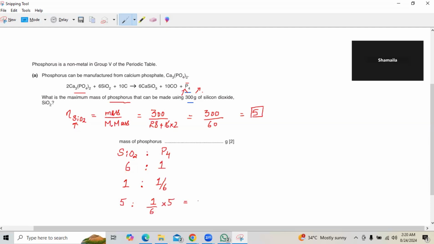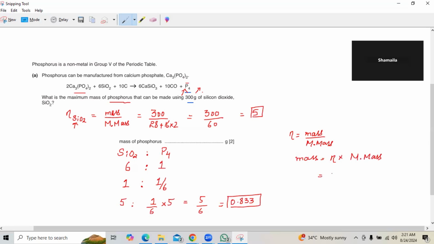What does 5 by 6 come to? Kindly find it from the calculator. What is the answer? The answer of this is 0.833. Now, what we need to do is find the molar mass of phosphorus. So we know mole is equal to mass over molar mass. And here mass would be equal to mole multiplied by molar mass.